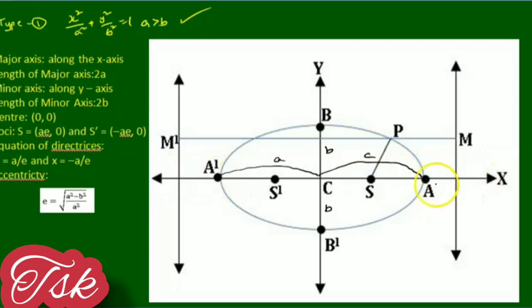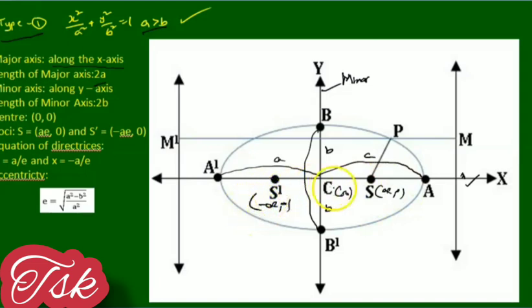Therefore, this axis, the x-axis, is called the major axis of the ellipse. And the y-axis is called the minor axis of the ellipse. Therefore, since a is greater than b here, this is type 1. The major axis is along the x-axis, whose length is 2a, that is, A dash A is said to be the length of the major axis. The minor axis is the y-axis and the length of the minor axis, B dash B, is 2b. The center is (0, 0), S is (ae, 0), and S dash is (minus ae, 0).